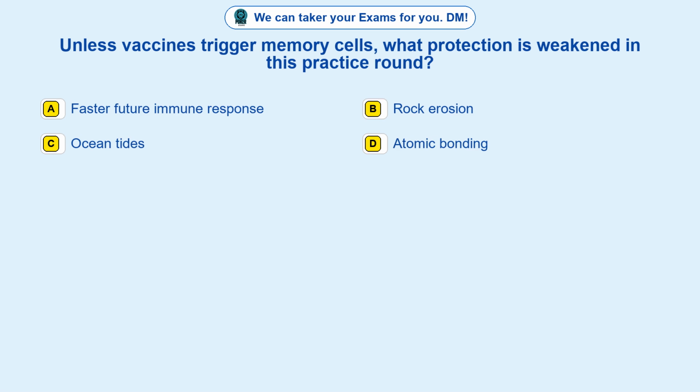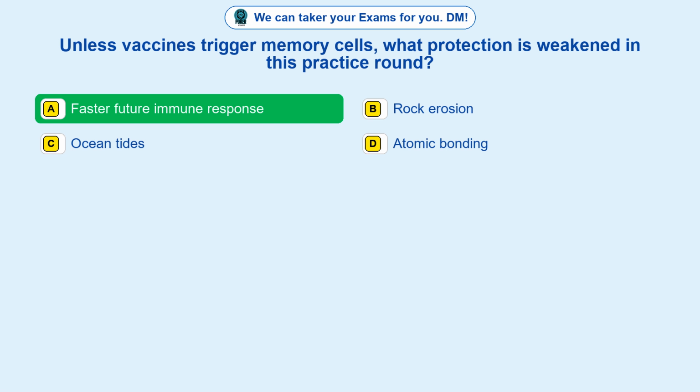Question 22. Unless vaccines trigger memory cells, what protection is weakened in this practice round? Option A. Faster future immune response. Option B. Rock erosion. Option C. Ocean tides. Option D, atomic bonding. The correct answer is option A.